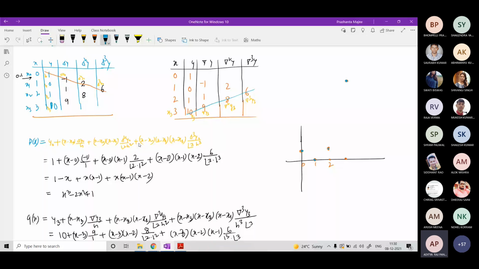So now you are given a data point 0.1. So 0.1 is here. So what will be the corresponding height at 0.1? What will be the value? What will be the height?